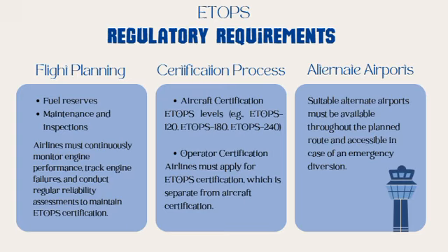And then the alternate airports. For each ETOPS flight, airlines must designate alternate airports that meet specific operational and regulatory criteria within the ETOPS certified time limit. Suitable alternate airports must be available along the planned route and accessible in case of an emergency diversion. This airport must have adequate facilities and runways to accommodate the specific aircraft type, with runways that meet the aircraft performance requirements.